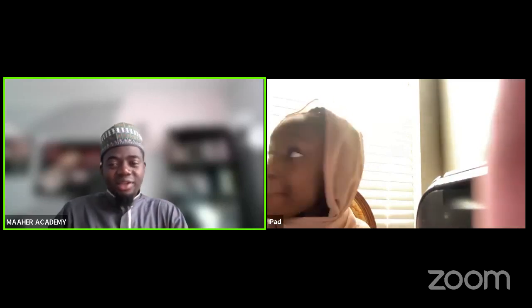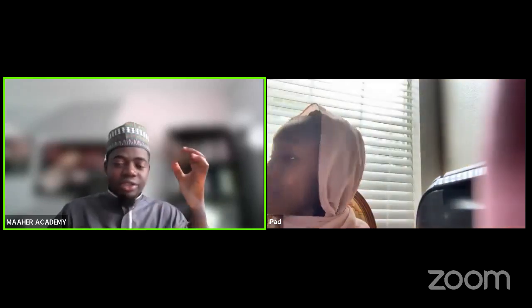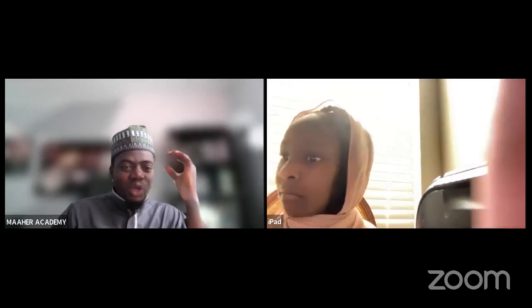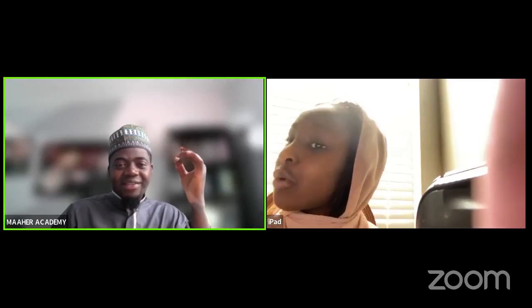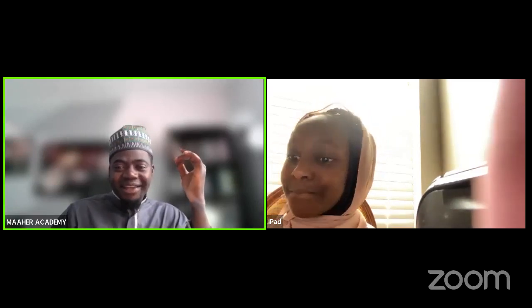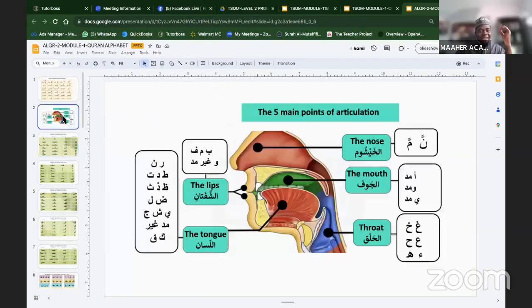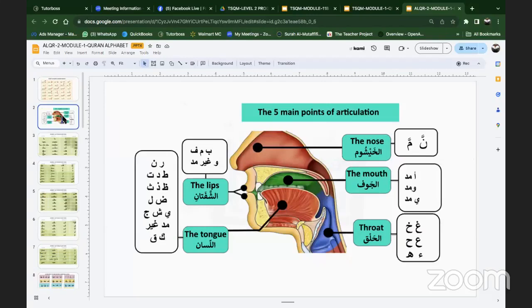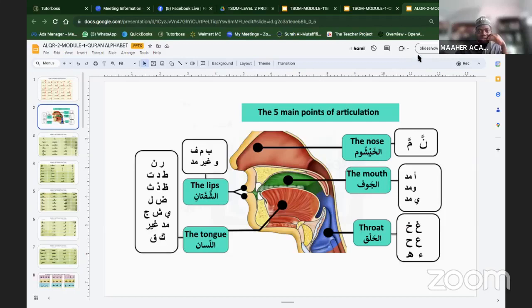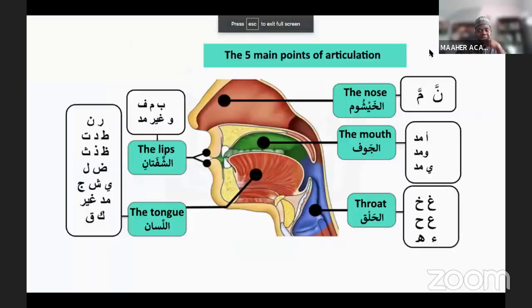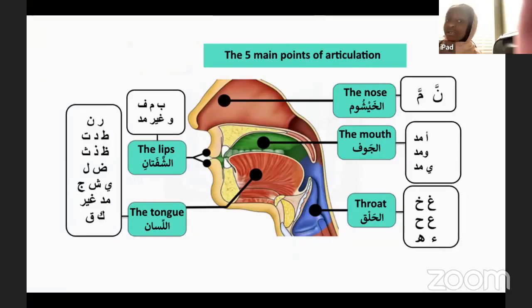That's a good attempt, everyone. The Tajweed letters of the Quran are 29. Fatima, 29 Tajweed letters of the Quran. And these beautiful letters come out from 5 regions of the mouth. So that's what we want to learn today, everyone. We want to learn where these letters come out from, so that we know how to pronounce them correctly.